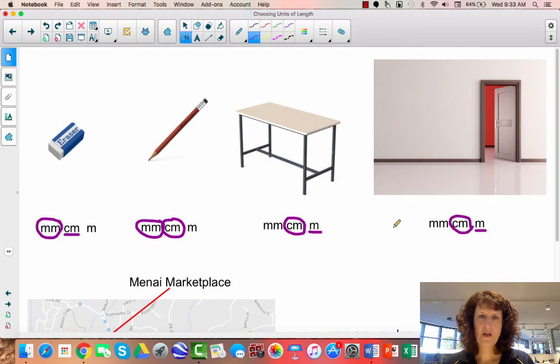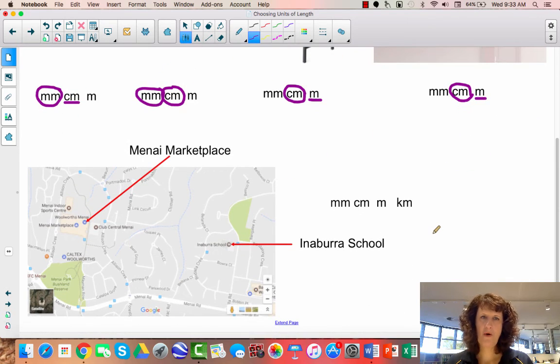Okay, there's one more down the bottom, which I haven't shown you before, but this is a map showing Innaburra School and Menai Marketplace. If you had to measure the distance from those two places, you wouldn't use millimetres. You'd be there for a few years trying to use millimetres to measure that, because millimetres are very small and this is a very large distance. And so I know that you're all screaming at me. The answer now is kilometres, that you would use kilometres to measure a distance that is so long.